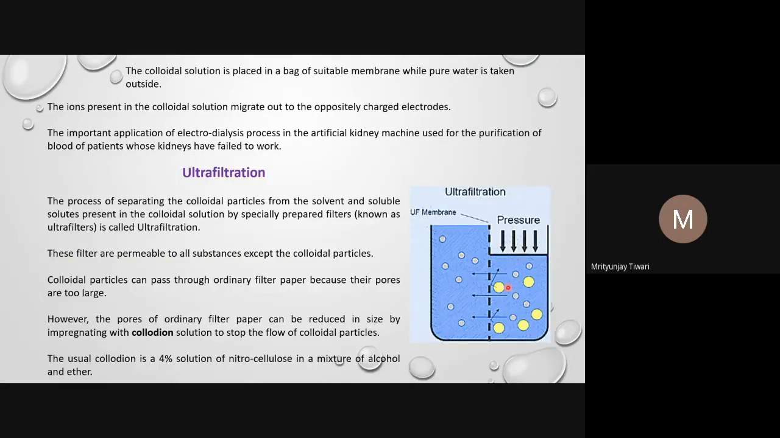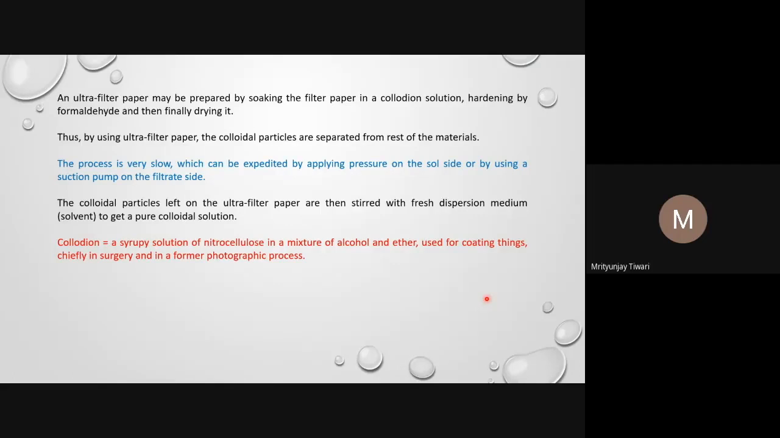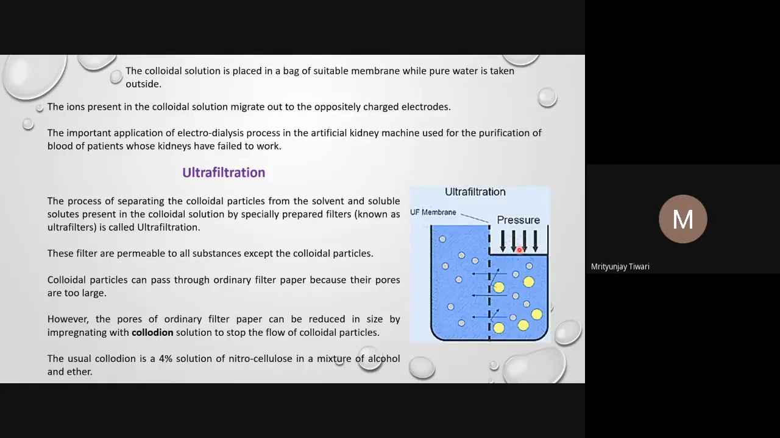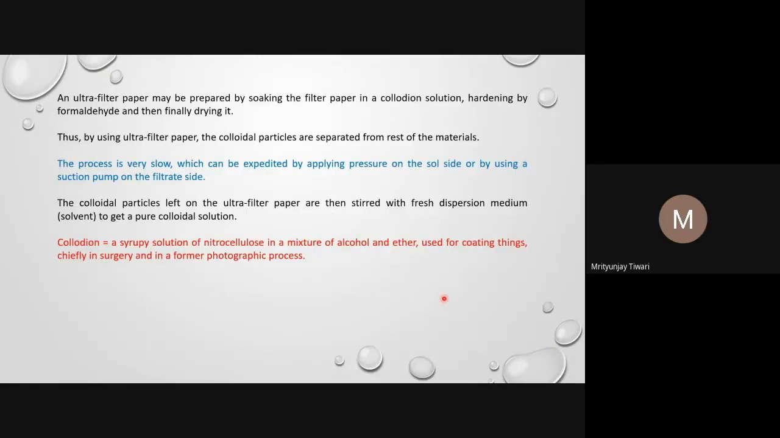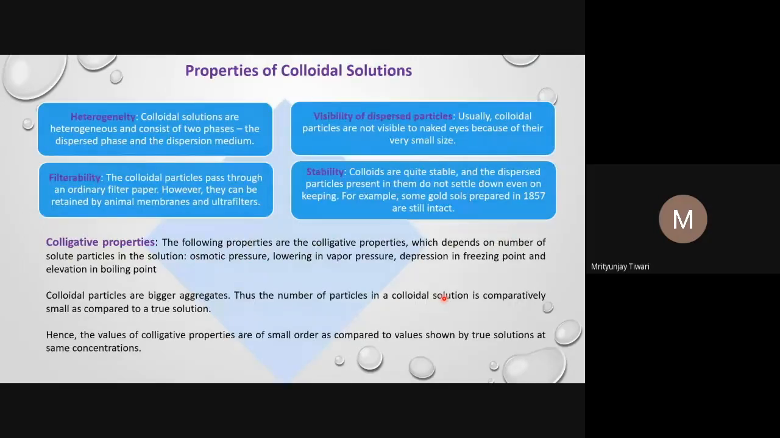So we can create ultrafilter papers, and using ultrafilter papers, one can also purify the colloidal solutions. But again, this process is slow, and it can be expedited by applying pressure on the salt side, as you can see here, this is the salt side, or by applying suction on the filtered side. Then the process of ultrafiltration becomes faster. Then we saw properties of the colloidal solutions, and this is what we are going to finish today.